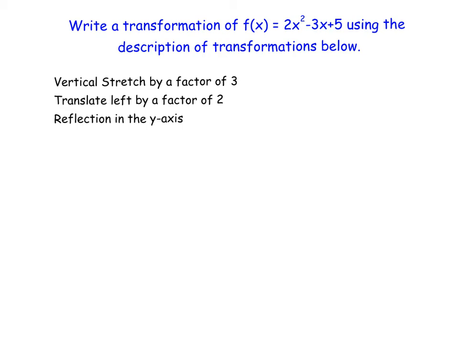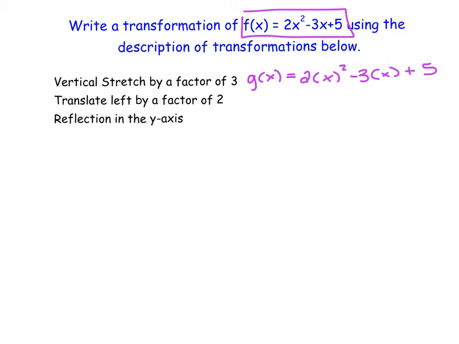And last but not least, let's take a look at example 3 here. So we have our child function up here that we need to transform. So I'm going to rewrite this with the parentheses in there so I know when I'm moving inside or outside the parentheses. So here I have 2, and then I have my (x) squared minus 3 times my (x) plus 5.